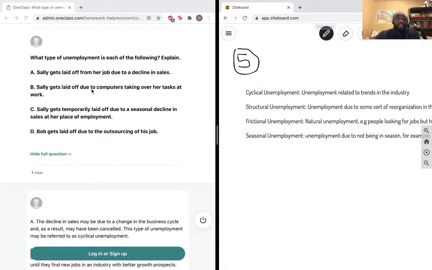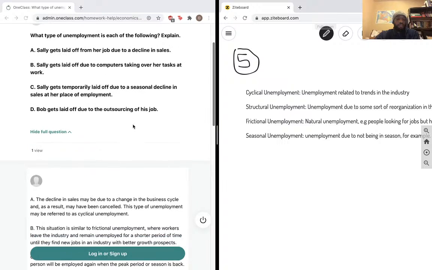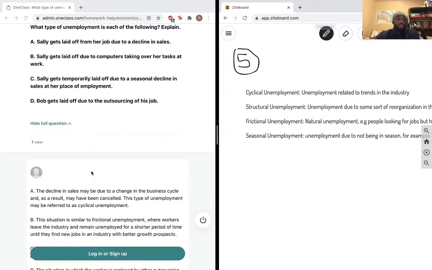B, Sally gets laid off due to computers taking over her tasks at work. Our tutor here said this situation is similar to frictional unemployment, where workers leave the industry and remain unemployed for a shorter period of time until they find new jobs in the industry with better growth prospects.